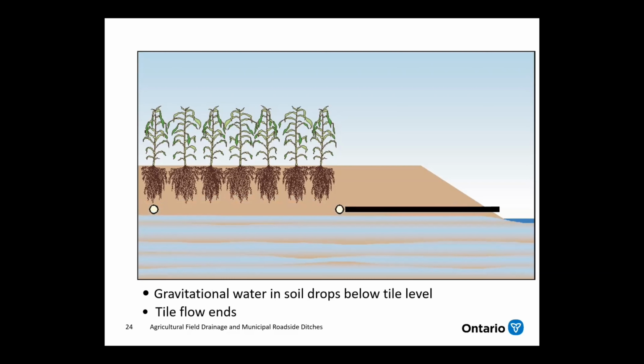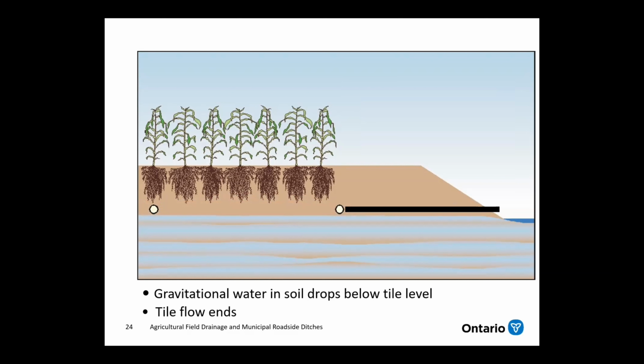Okay, so again, we have continued gravitational water being pulled down until it eventually slows down and it reaches the tile level, and we have the tile flow ending. And so now again, the system is ready and on standby waiting for the next rainfall. There's no tile outlet flow at this point because the water table is below the drains themselves.